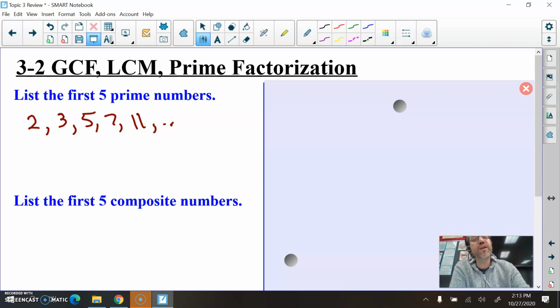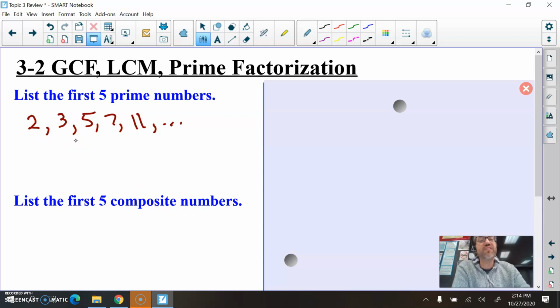Notice I skipped the number 9 because 9 is not prime, because 9 can be divided by 1 and 9. Those are its two factors, but it also has a factor of 3. 3 goes into 9, so it has more than 2 factors. Composite numbers are the ones that are composed of prime numbers when you multiply them together.